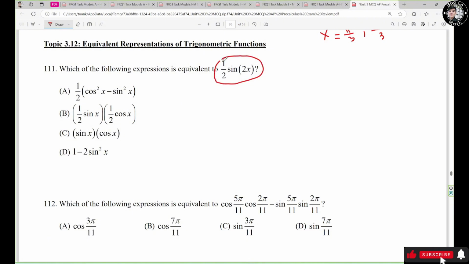You need to memorize the trigonometric identities. So this one becomes 1/2 sine 2s equals 2 sine s cosine s. This is the double angle formula. Now the 2 and 2 right here cancel out, so the answer is sine s cosine s. The answer must be C.